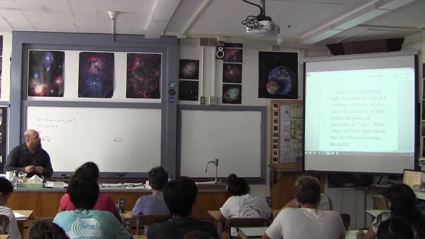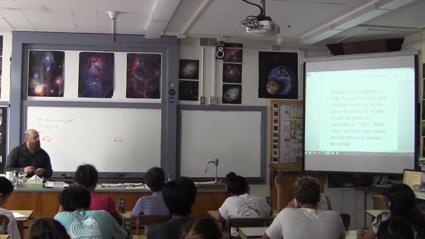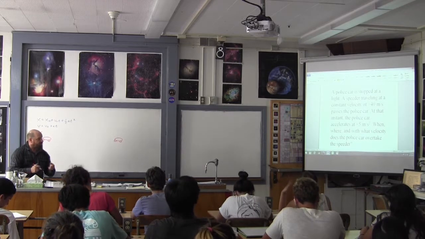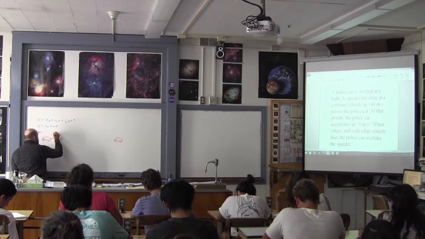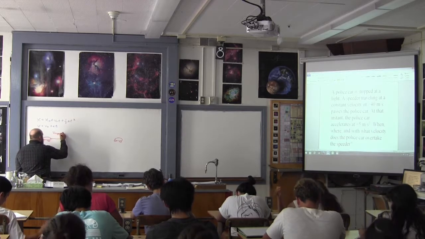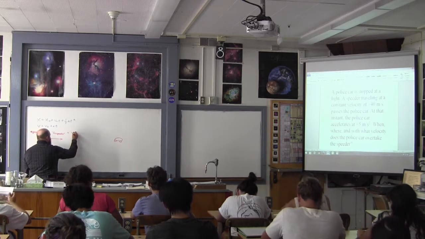Constant velocity, 40 meters per second. A constant velocity of 40 meters per second. That actually means three things. It means, first of all, that the initial velocity of the speeder, we'll call it v naught speeder, is 40 meters per second to the right-hand side.